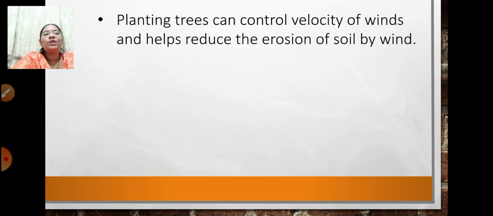Planting trees can control the velocity of winds and helps reduce the erosion of soil by wind. If trees are planted, the speed at which the wind blows can be reduced, and if that is reduced, the erosion of soil by wind will also be reduced. Why? Because if there is an obstruction, the wind will not have that speed to blow away the soil.